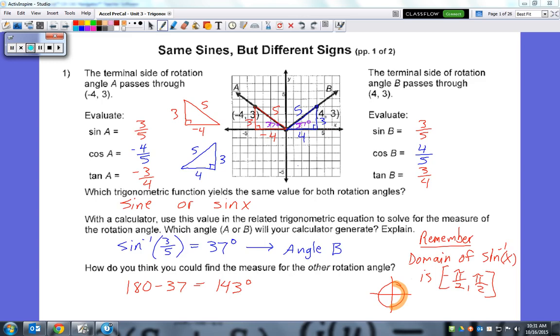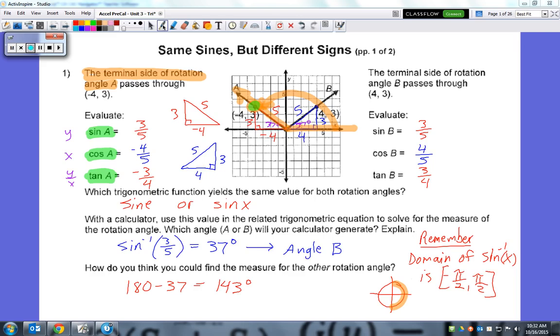Now, this first problem says same signs but different signs. So what I'm trying to do is determine from reference triangles that you already see drawn. It says the terminal side of the rotation angle A. So it's like if I created an angle here from my original 0 degrees, and I have my terminal side being A, and I want to show that it passes through this point of negative 4, 3. So negative 4, 3 is right here. And I want to evaluate what is the sine there, what is the cosine there, and what is the tangent there. This is basically saying what is the y value there, what is the x value there, and what is the y over x value there.